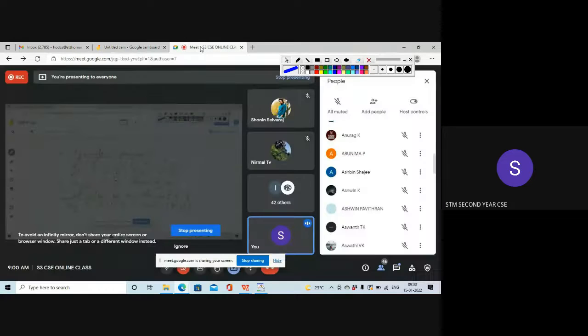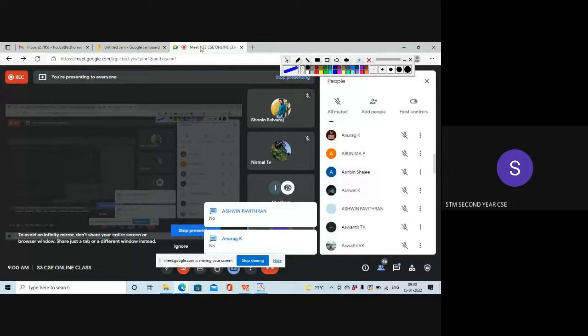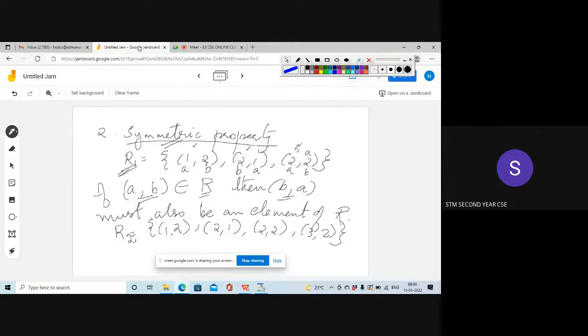Anyone please respond. Why does R2 not satisfy? Can you give the reason why it doesn't satisfy symmetric property? Why does this R2 not satisfy symmetric property? Give the reason why R2 doesn't satisfy symmetric property.